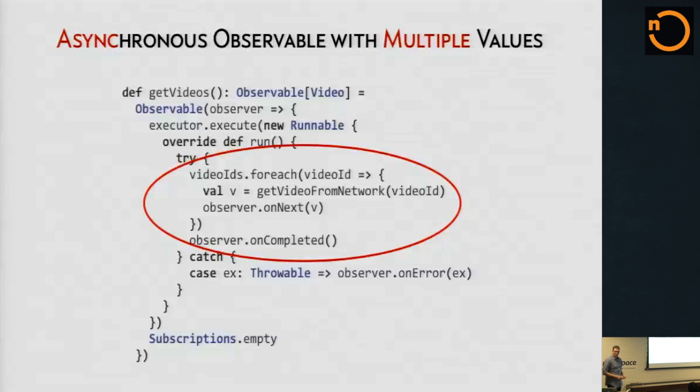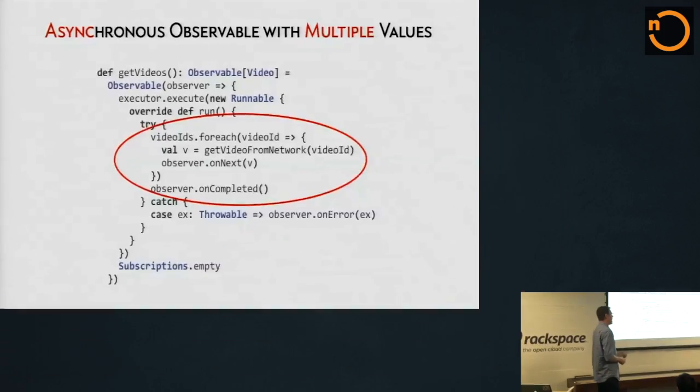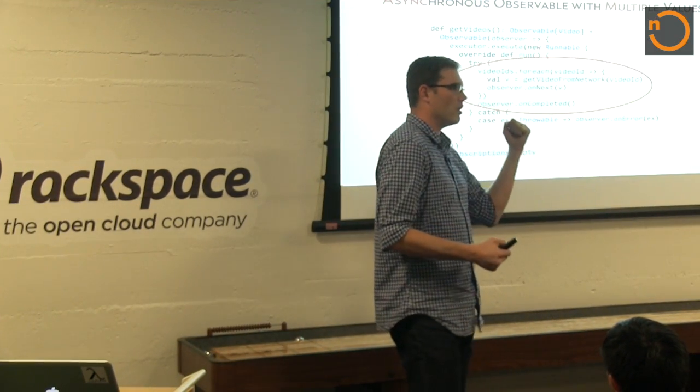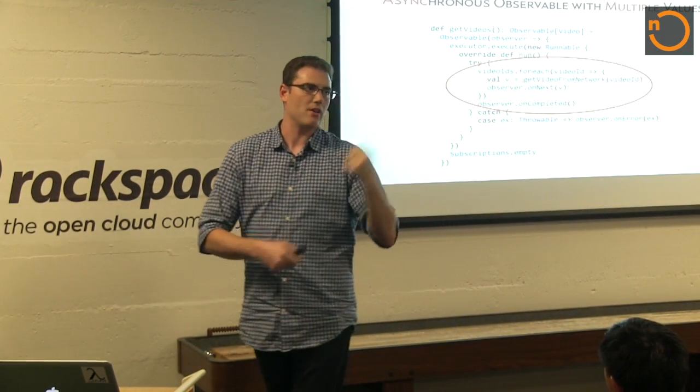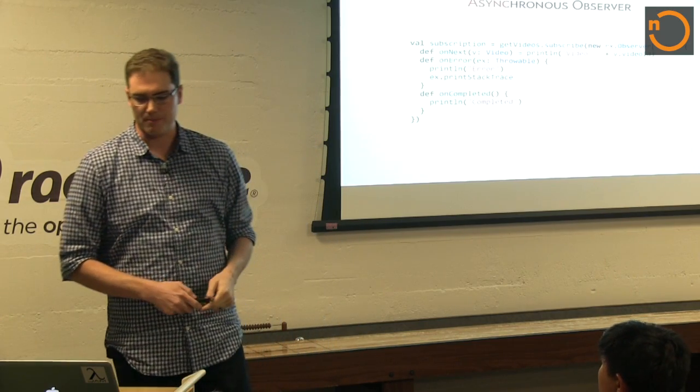Here's an asynchronous observable with multiple values. Typically this would be a very inefficient way to do it, but you can do it. In a for loop, you could do a network call on each one, if for some reason you actually needed to do that. And this could go until you're done, and you're not blocking anyone waiting on this observable. They just get the callbacks as they get them.